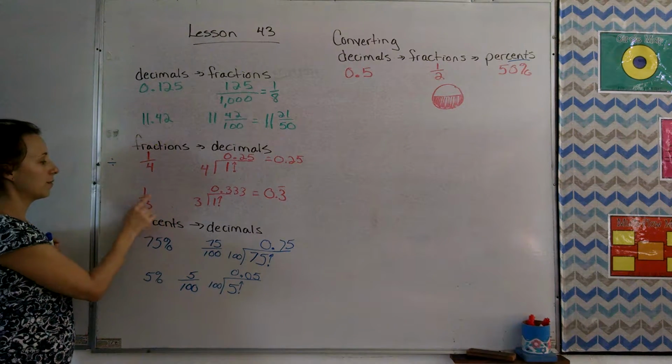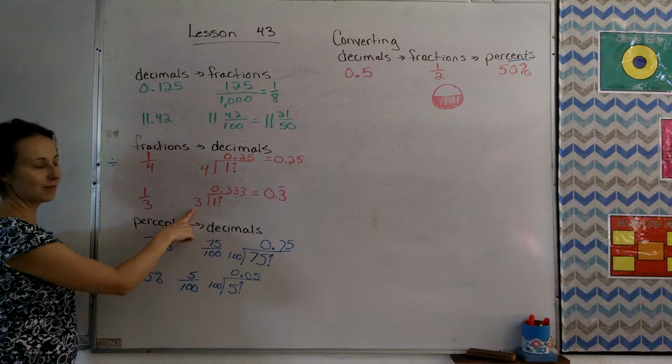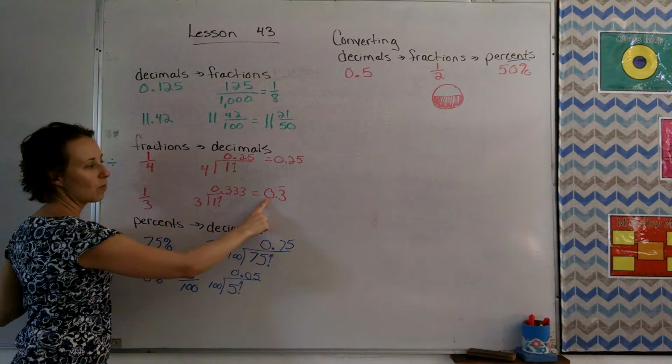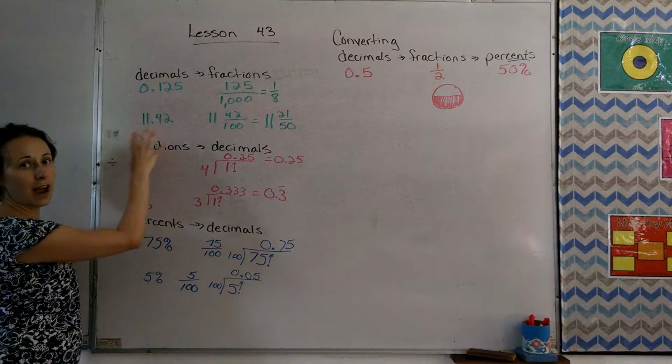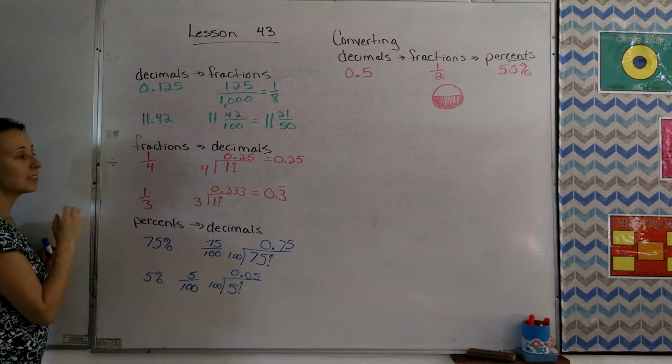Let's look at 1/3. 1 divided by 3. I get a repeating decimal. I'm going to use what I learned last lesson and write it as 0.3, repeating. So in order to change fractions to decimals, use the line in the middle as a division.